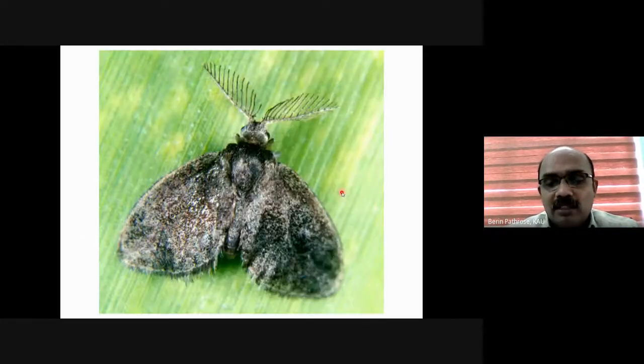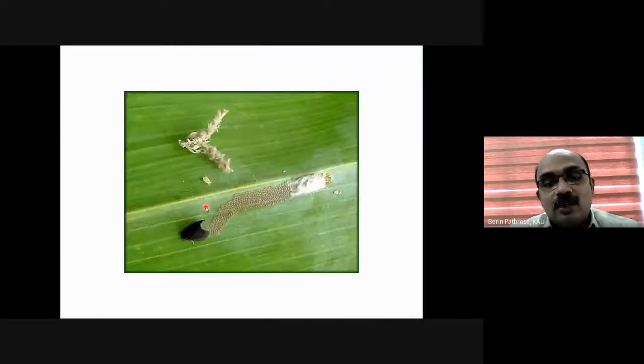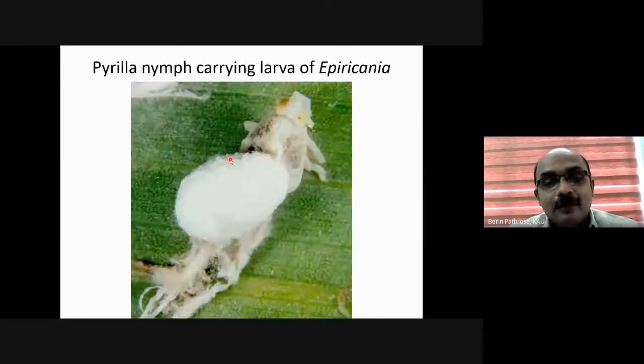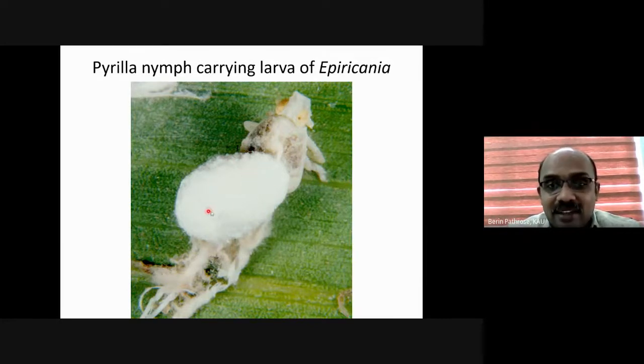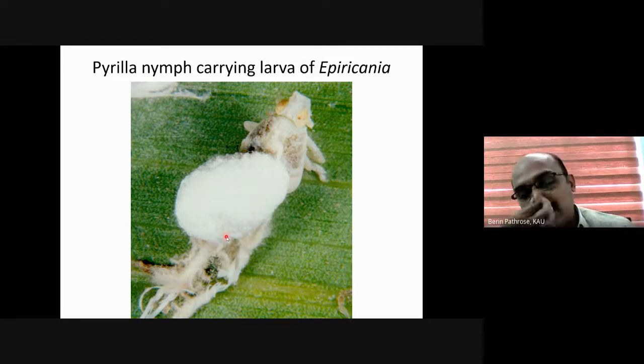I may go a bit fast because I will try to complete. This is Epiricania melanoleuca, the adult of Epiricania melanoleuca. See the Epiricania melanoleuca laying eggs near the nymphs of Pyrrhilla purpusilla. This is the Pyrrhilla purpusilla nymph carrying the larvae of Epiricania. This is the larvae of Epiricania. This is an ectoparasitoid. It remains outside the nymph and it feeds on this nymph.